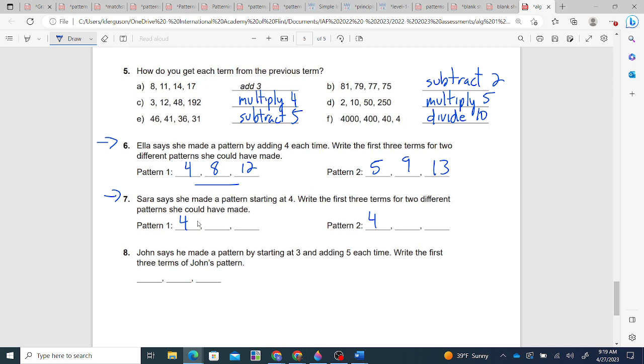Tristan, what's my pattern? What am I doing? Add what? I just didn't hear you. Add 3? Okay. So I'm going to add 3. So 4. 4 plus 3 is? 7 plus 3 is? 10.